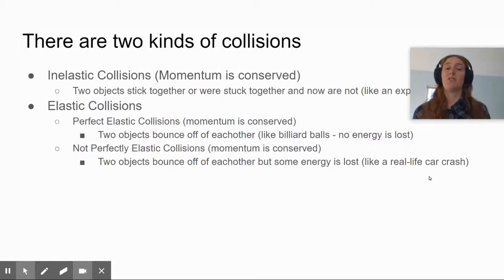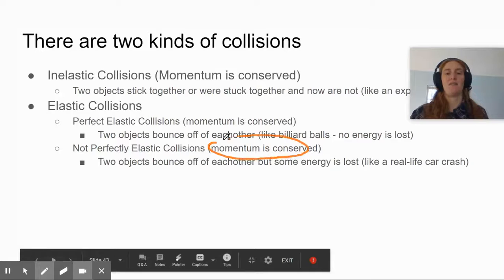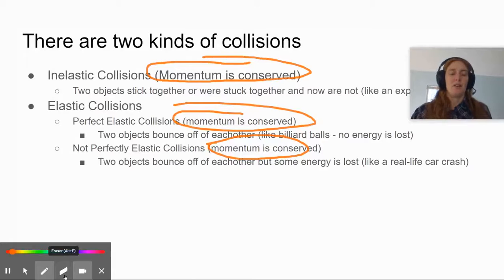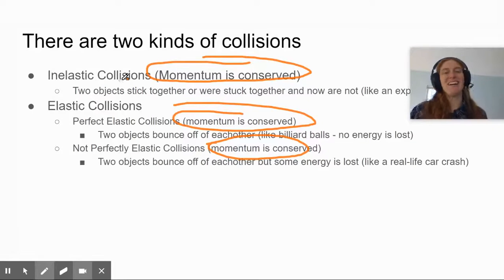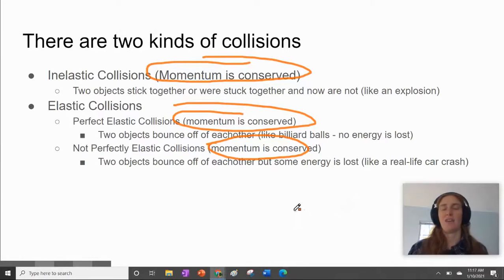So there are two kinds of collisions that we are going to talk about today, inelastic collisions and elastic collisions. I want you to first notice that regardless of what kind of collision it is, momentum is conserved. Inelastic collisions, elastic collisions, momentum is conserved in all three of these. And inelastic collisions are when two objects stick together or they were stuck together and now they're not, like an explosion. Kind of like the firecracker example that we already did.